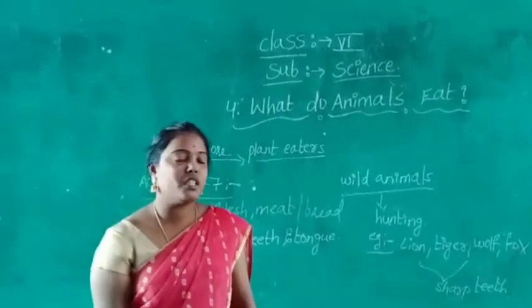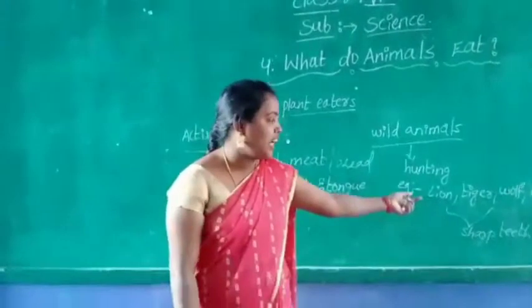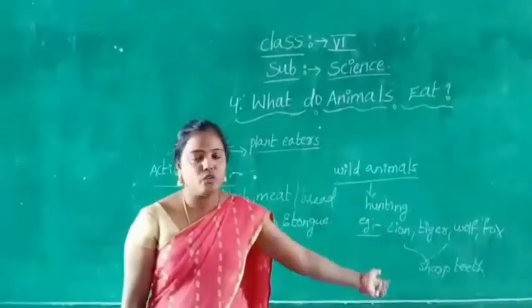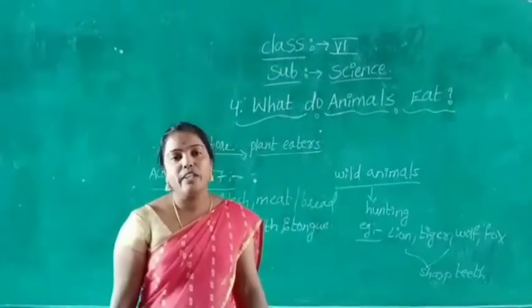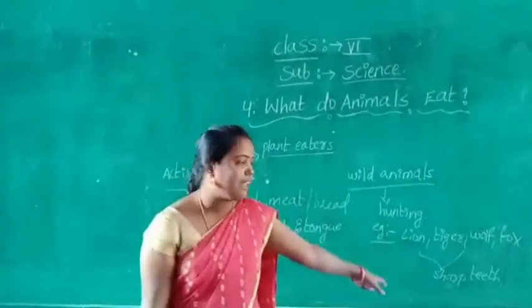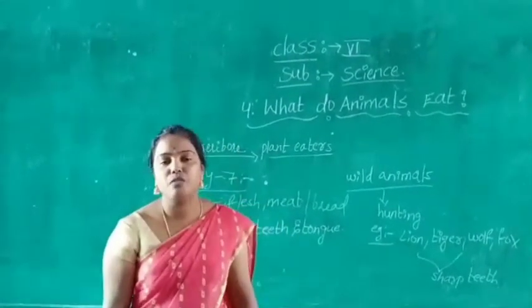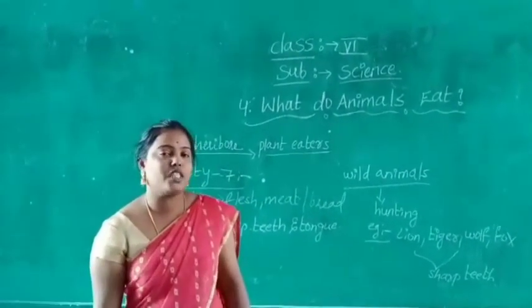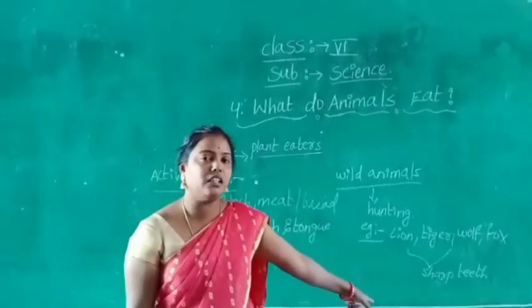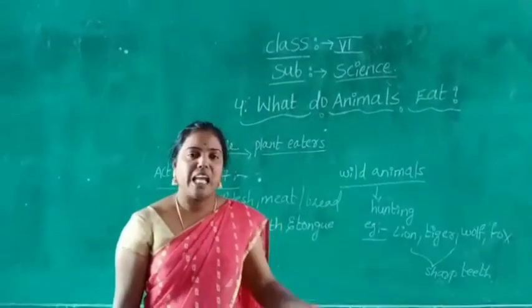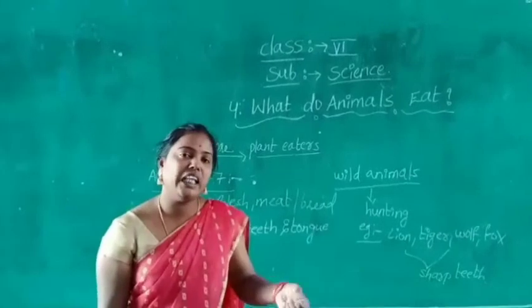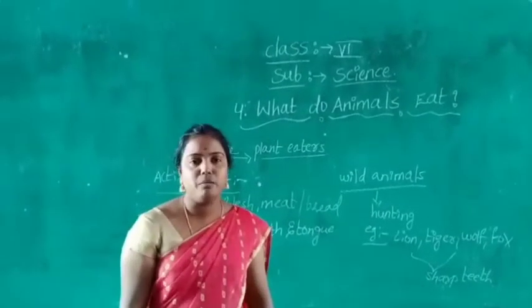Children, once you observe the teeth of the lion, tiger, wolf and fox, you will see how very sharp they are. The sharp teeth are helpful in the hunting process. By using these sharp teeth, these animals catch the animals and tear the flesh from the animals.